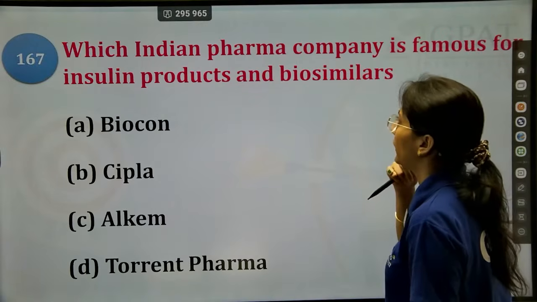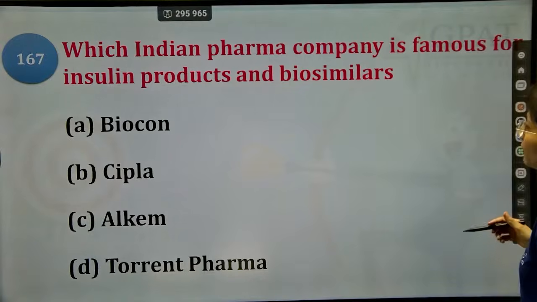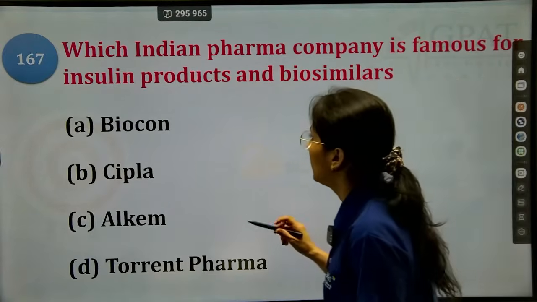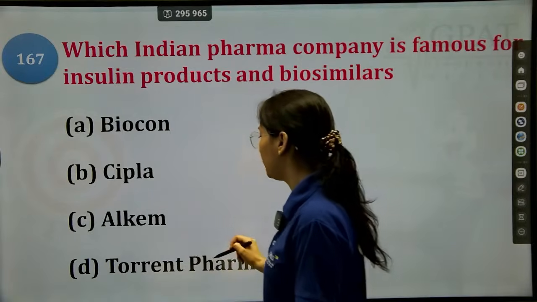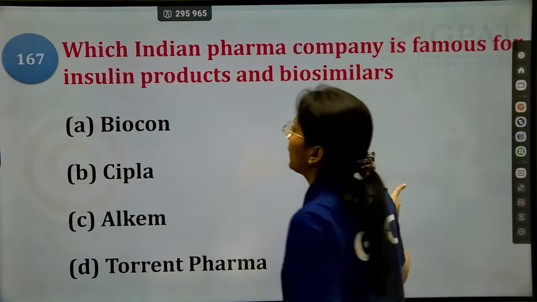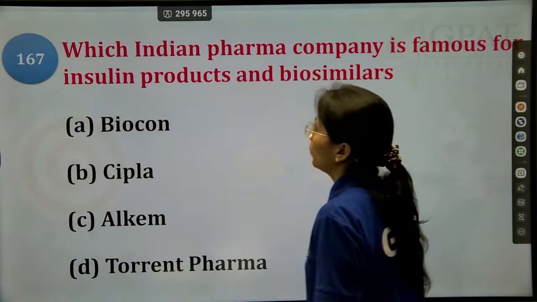Which Indian pharma company is famous for insulin products and biosimilars? Biocon, Cipla, Alkem, Torrent Pharma. So the answer is what? Answer is Biocon.